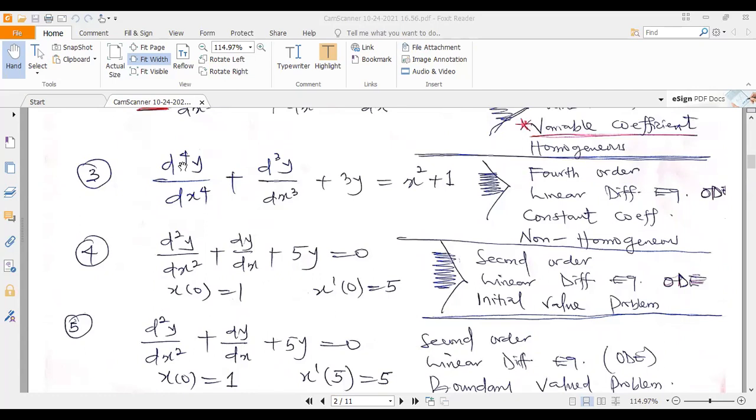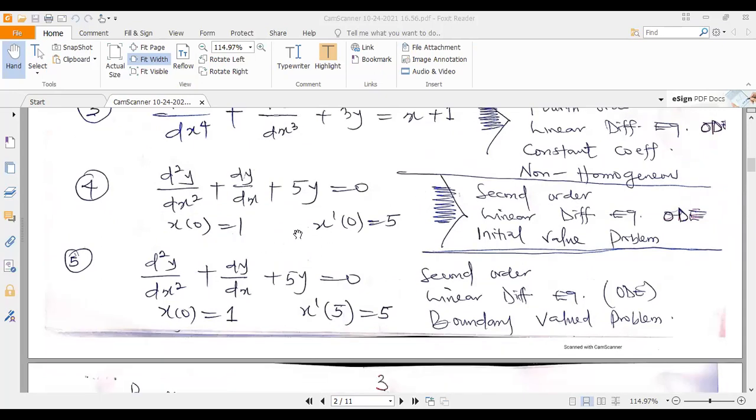Now let's take a look at example 4. We call this one fourth order. And not only fourth order, it is indeed linear, and indeed a constant coefficient. And it is non-homogeneous because we have x squared plus 1. You know that is a polynomial, right? Polynomial of degree 2. So we're going to solve a problem like this today.